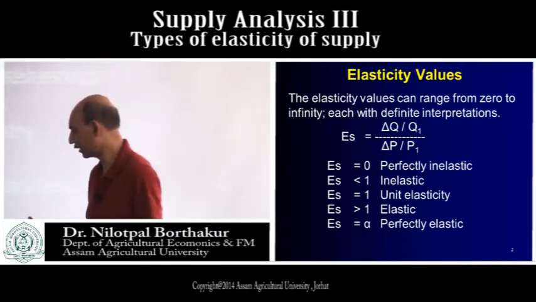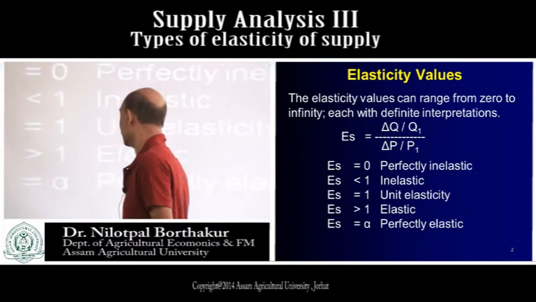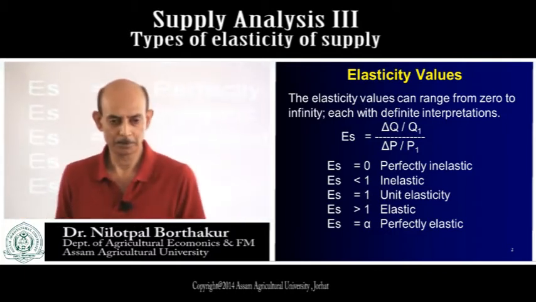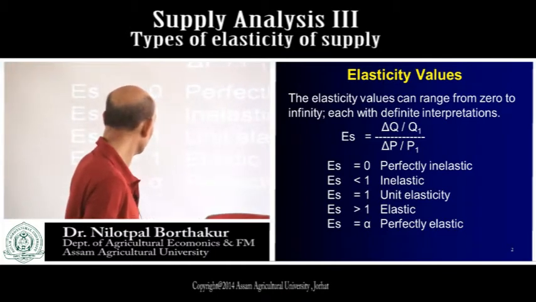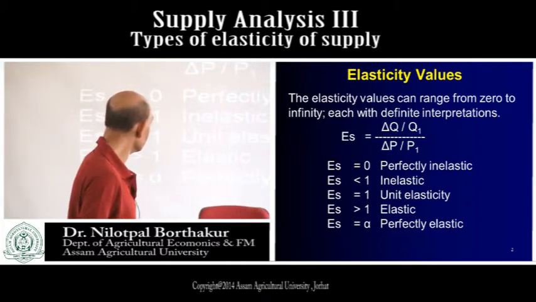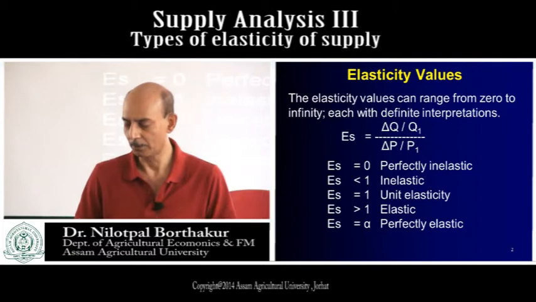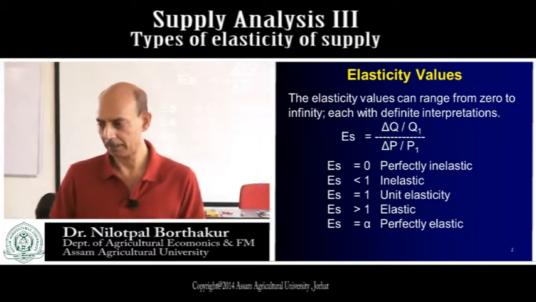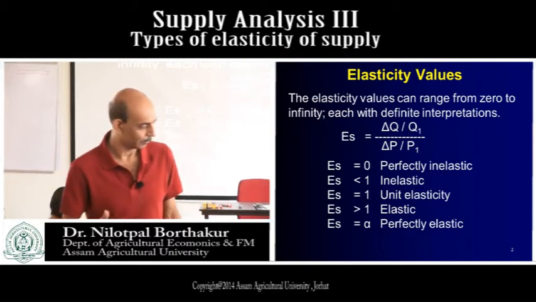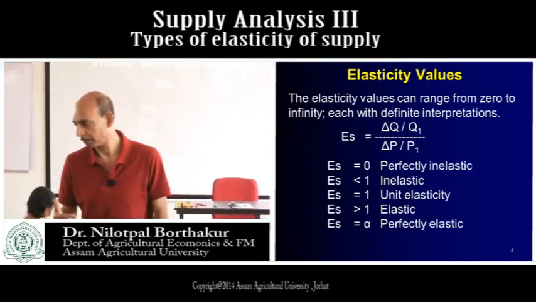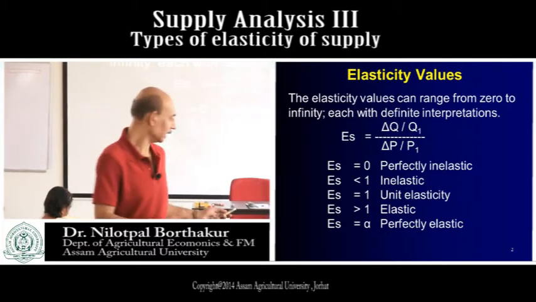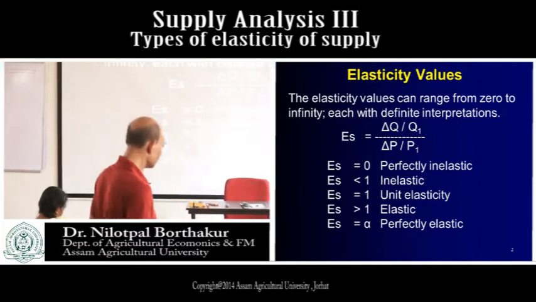This is what elasticity of supply is. The formula is: proportionate change in quantity supplied, that is change in quantity supplied divided by the original quantity supplied, divided by change in price divided by the original price of the commodity. And there are these 5 different types of elasticity.